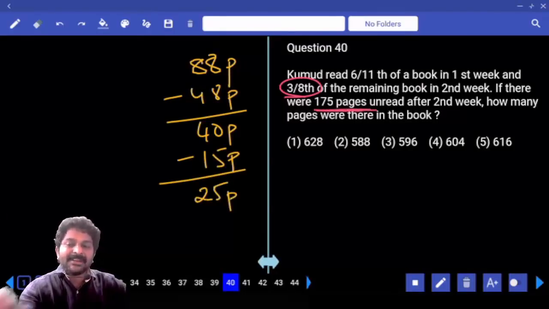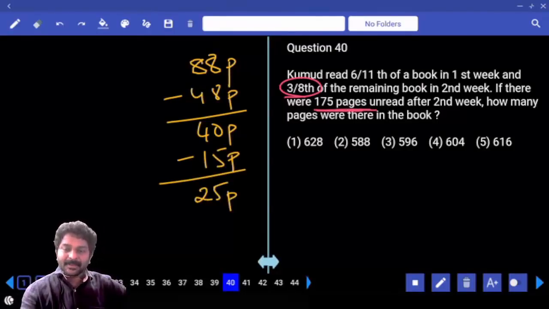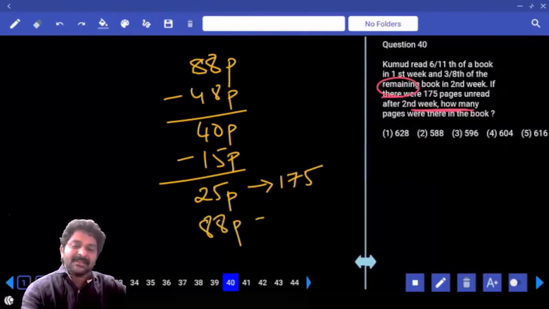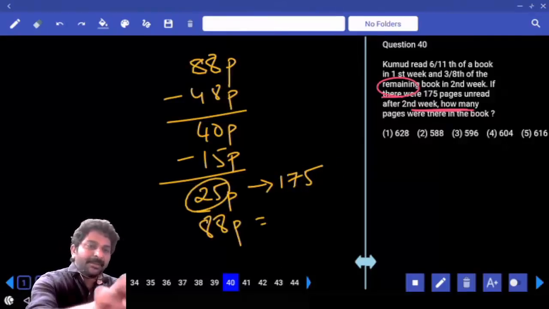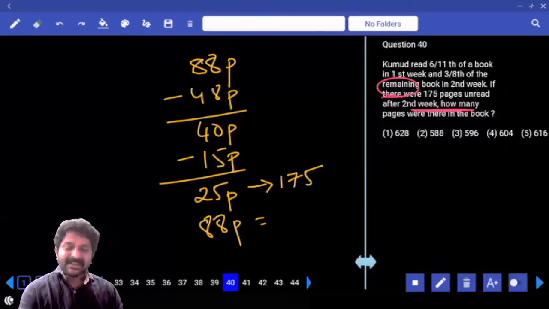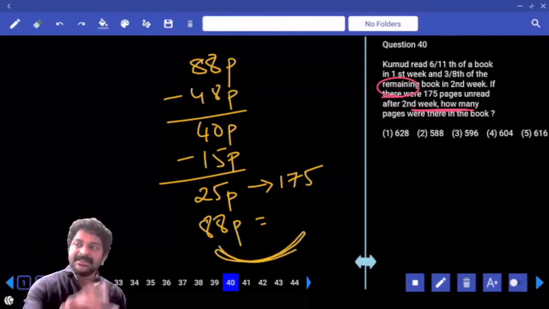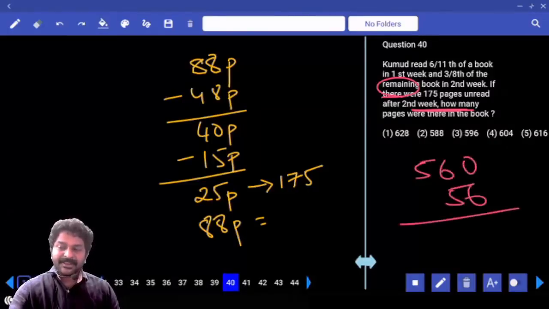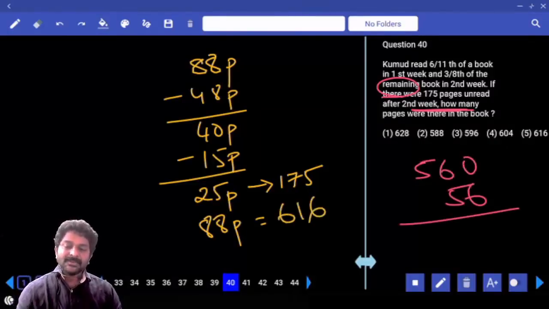And how many are left in terms of number of pages wise? That means 25 parts is equal to 175 only. Total number of pages in the sense 88 parts only. 25 becomes 175. What is the relation between 25 and 175? How many times? 7 times. So here also we have to go for 7 times. 7 into 80, 560. 7 into 8, 56. Total 616.